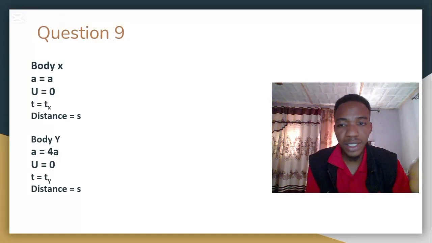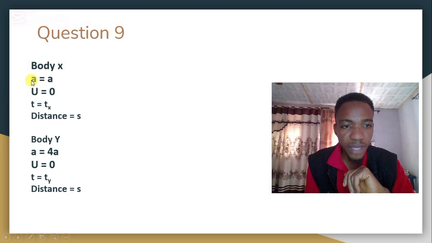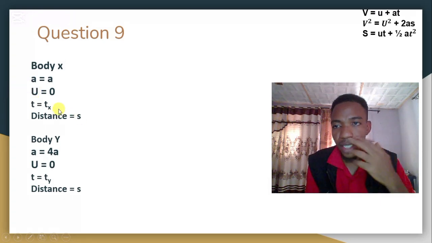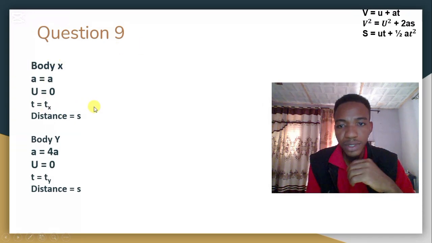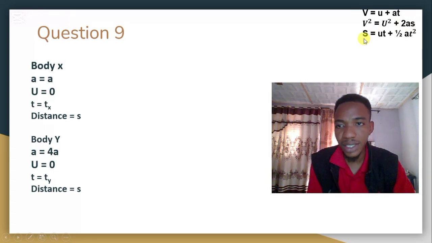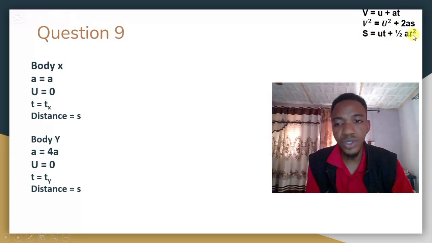So let's look at the formula that solves this question, because we have a, u, t, and distance. Which one solves this? v equals u plus at will not solve that because there is no distance in that one. If I were to use v squared equals u squared plus 2as, it wouldn't work because there is no time in this second equation. But this third one has distance, it has initial velocity, and it has time and acceleration. So this is the best formula that will solve this particular question.